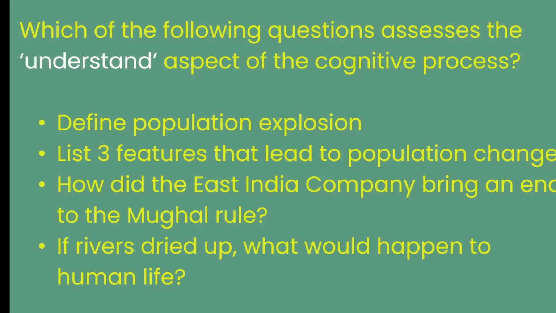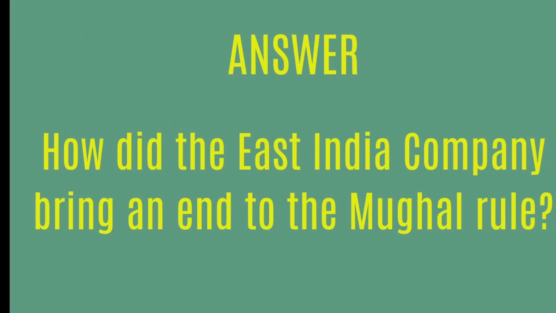It is not an understanding question because the child will have to break down how rivers affect human life, all the ways in which rivers will affect human life, and then say what would happen if the river dries up. So there's a kind of analysis which is happening, that if this happens, then this will happen. So this is a much higher order question than an understanding question. So the answer is, how did the East India Company bring an end to the Mughal rule?